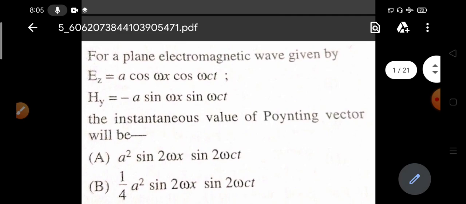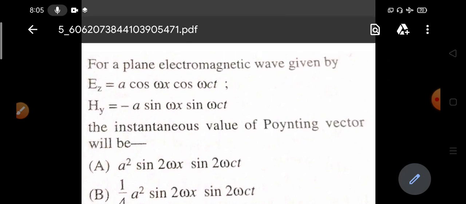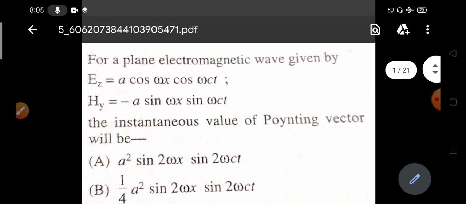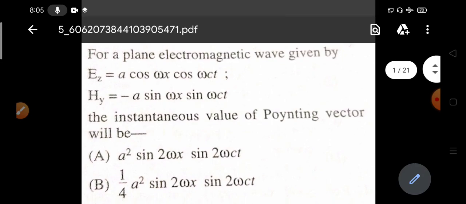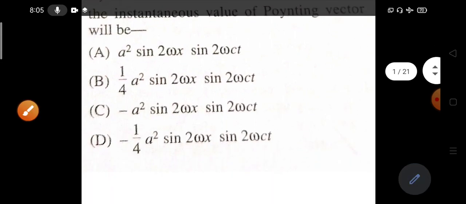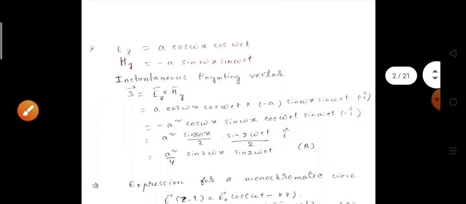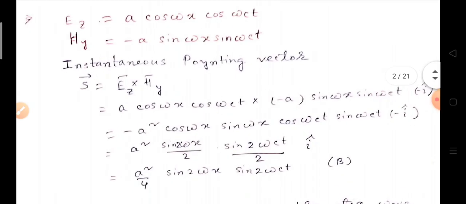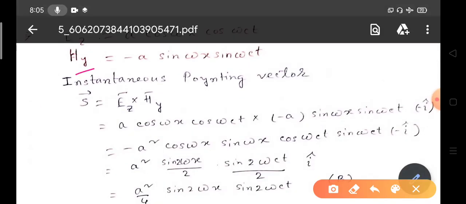The first question is, for a plane electromagnetic wave given by Ez equals A cos ωx cos ωct and Hy equals minus A sin ωx sin ωct, the instantaneous value of the Poynting vector will be, and you are given four options. So the instantaneous Poynting vector is S equals E cross H.